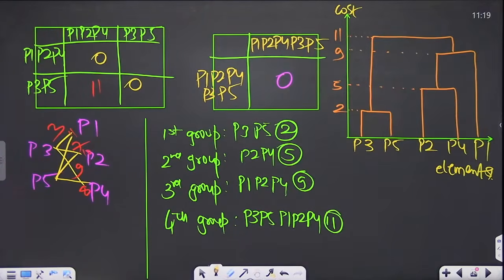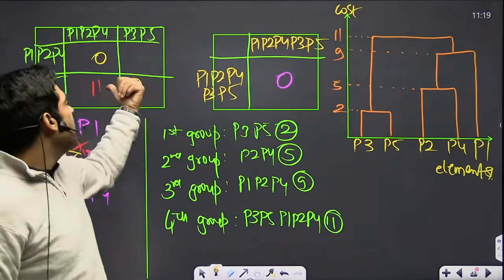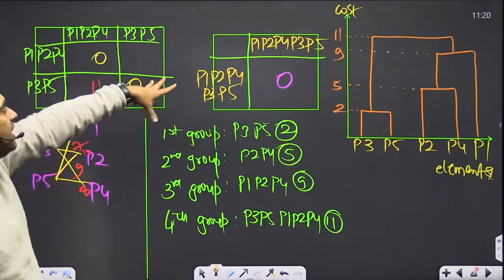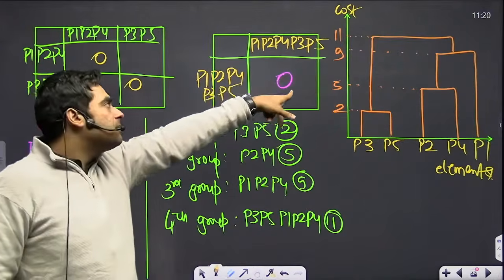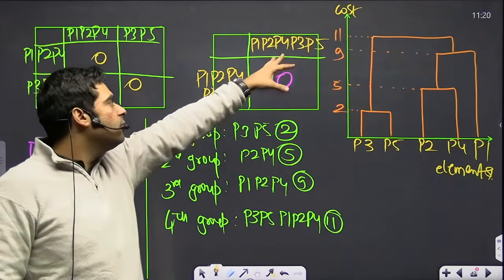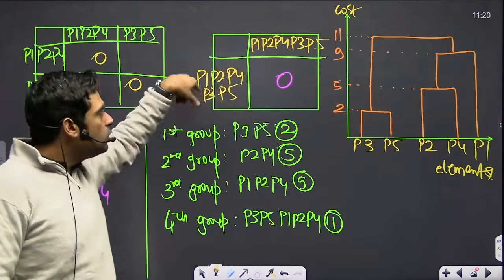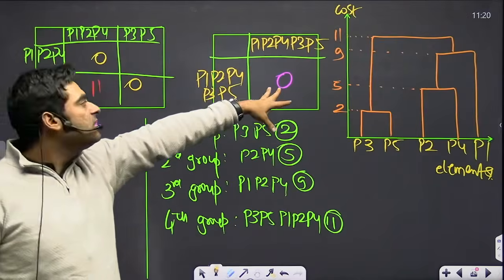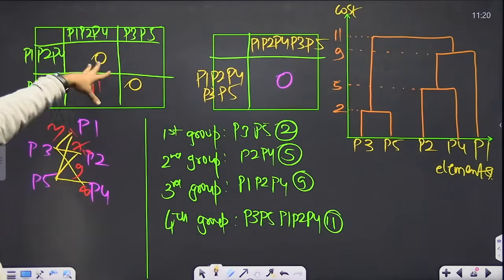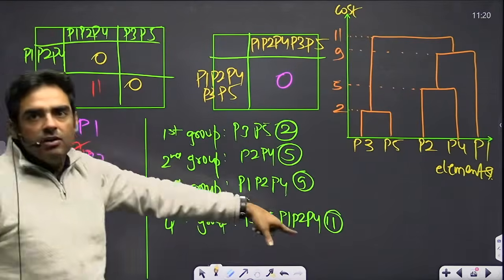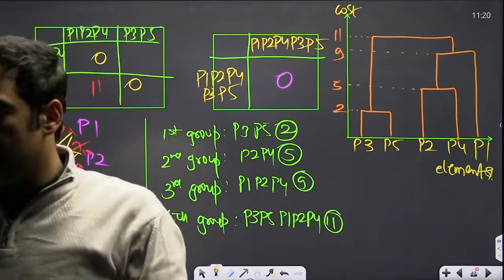See, actually 11 is when I am clubbing P1, P2, P4 with P3, P5. Once I have clubbed them, if you want you can write 11 and 0, meaning the distance between this whole cluster and this whole cluster is 0. That is why I wrote 0 here. But yes, 11 is when I'm clubbing the last one. I hope you got the essence of this.